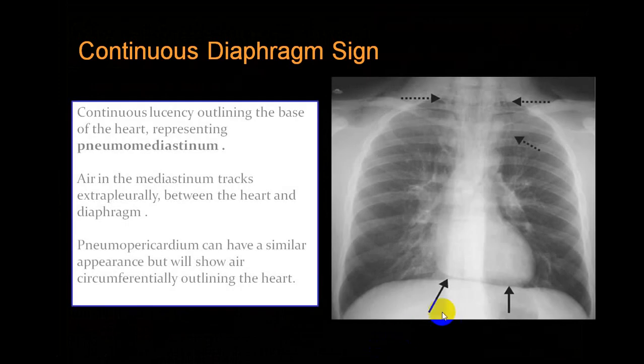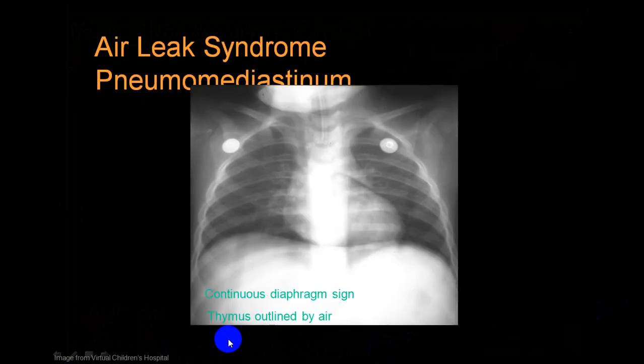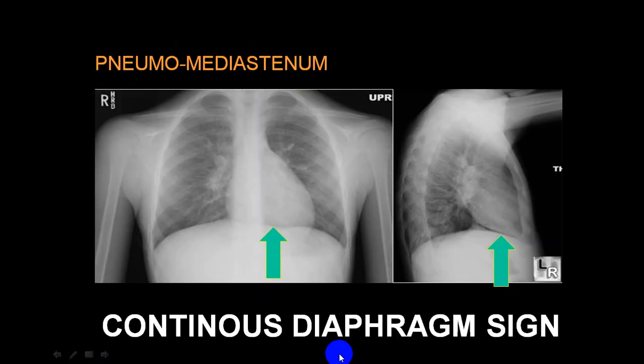Now you can see a continuous, you can identify the lower border of the heart and you can identify the upper border of the diaphragm very clearly. This is called the continuous diaphragm sign. This is because of the air which leaks out, very commonly from the esophagus, and produces pneumomediastinum. You can see an air line here also, and you can see a continuous diaphragm sign. So this is typical.